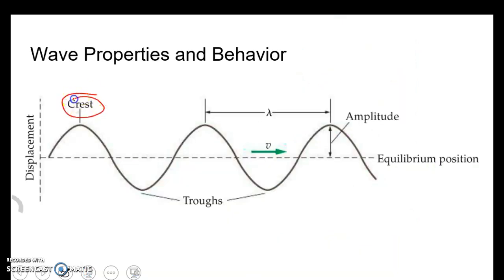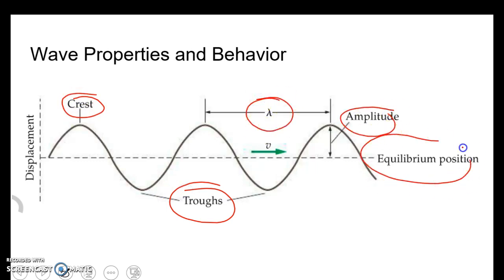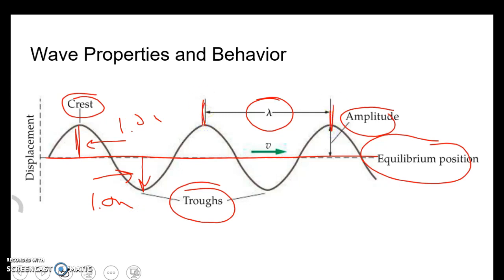Some definitions. You've got crests, troughs, amplitude, lambda, which is wavelength, and equilibrium position. Equilibrium position is the starting point of each particle. The crest is the highest point. The trough is the lowest point. These distances, or displacements, will be the same. So if this is 1 meter, this also will be 1 meter. Wavelength is the distance between two consecutive crests or two consecutive troughs. Velocity is speed, obviously. Amplitude is the distance from equilibrium to the highest and lowest points, so to the crest and to the trough. And equilibrium position, of course, is where you start.